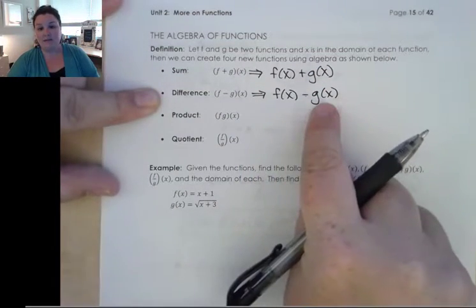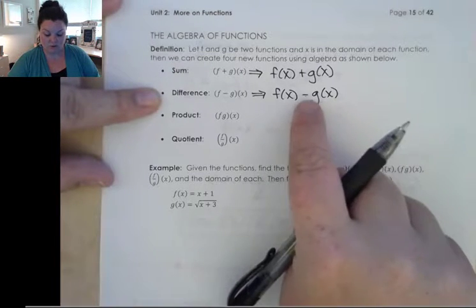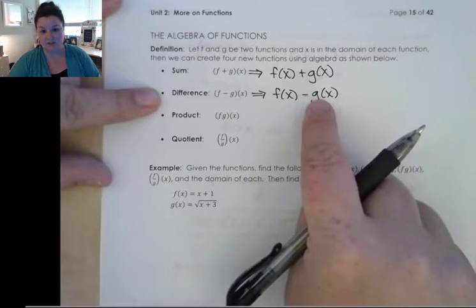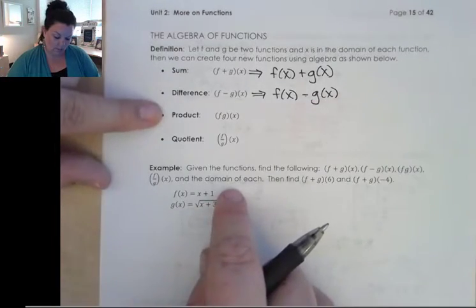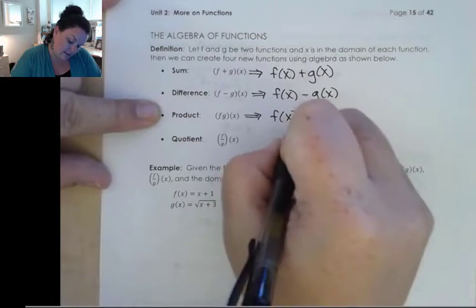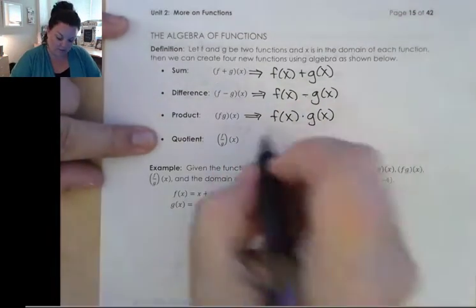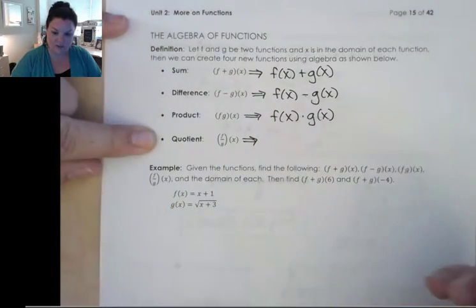This just means that we're taking our f of x function and subtracting our g of x. Now, if your g of x happens to have more than one term, make sure that you put parentheses around it, because we're subtracting all of g of x, not just the first term. Our product function means we're multiplying. So this is the same thing as saying f of x times g of x.